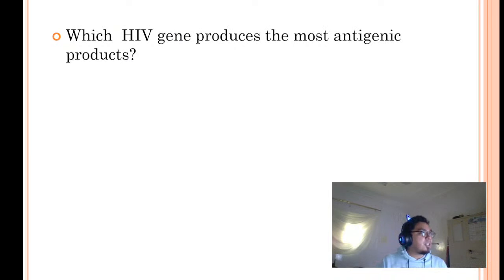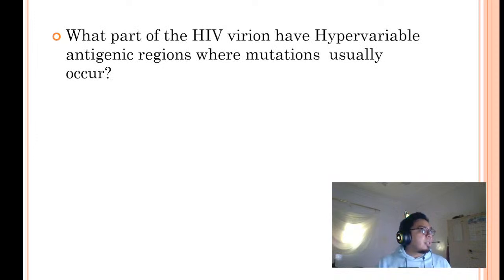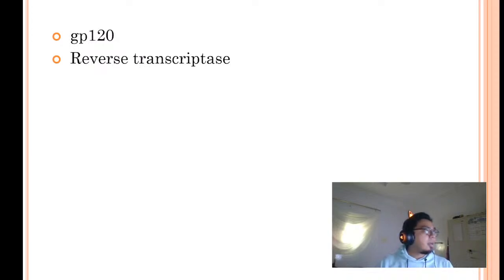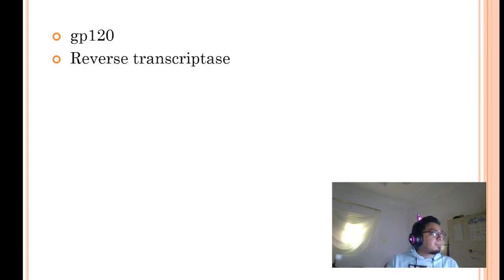Now, the HIV gene that produces the antigenic products, the Gag gene. All right, we already know that. This is the part of the HIV virion that is hypervariable and antigenic, that has an antigenic viral region. This is GP120 and the reverse transcriptase. Would you believe it? The enzyme is actually an antigen. It's actually an antigen, the enzyme itself. All right, and this is subject to mutations as well.